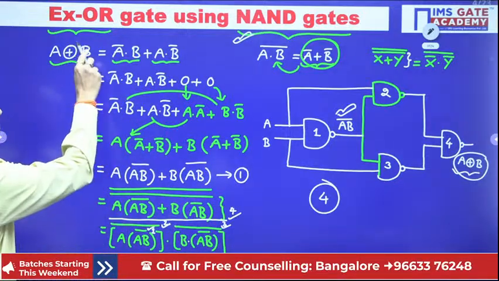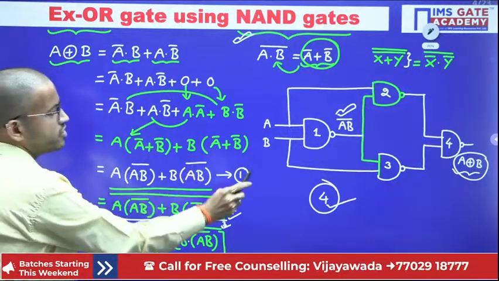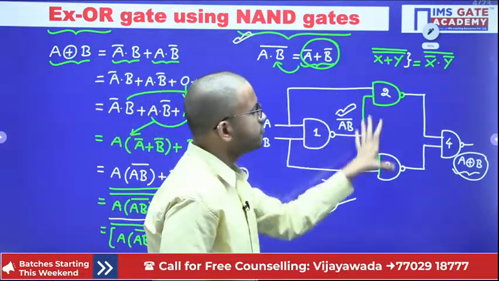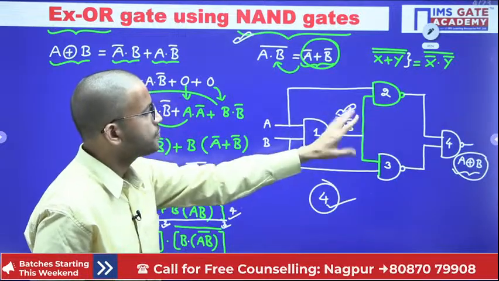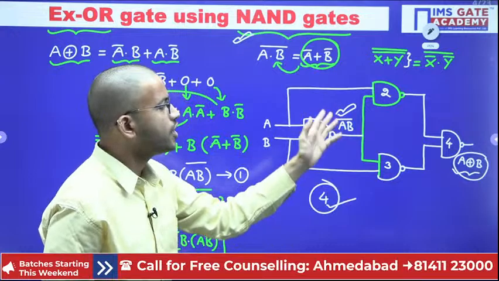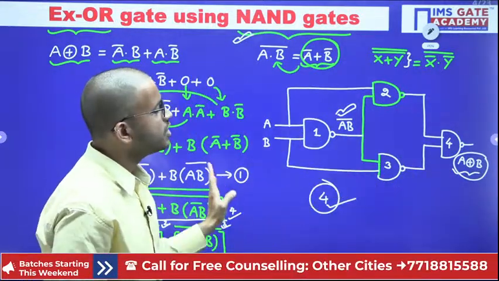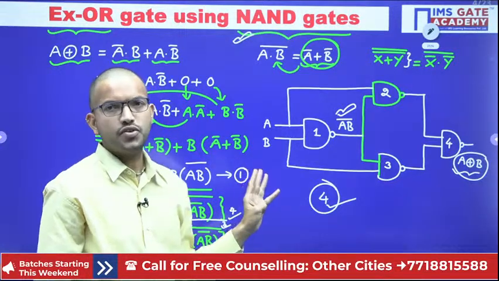Now for implementing an XOR gate we require 4 NAND gates. Now in place of NAND gates, if you keep NOR gates, NAND gate's dual is NOR, so the overall circuit will become the dual of this one. The dual of XOR is nothing but XNOR. That means for implementing XNOR we require 4 NOR gates.